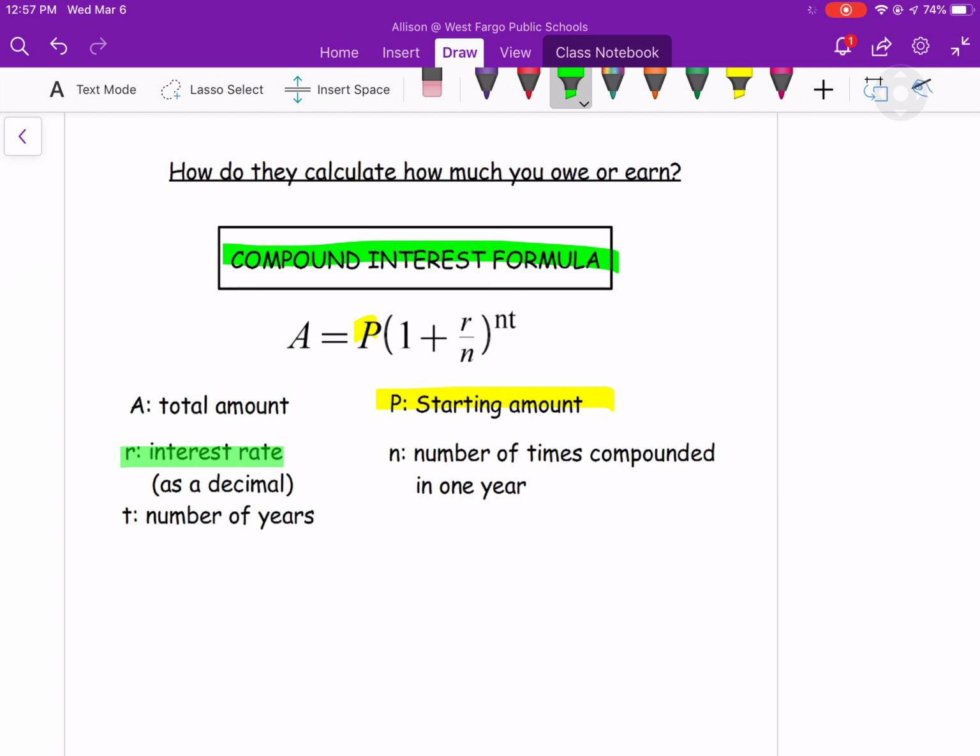R is the interest rate again. It needs to be a decimal, same as growth and decay models. N represents the number of times something is compounded in 1 year. So if it's compounded monthly, N equals 12. And then T is time in years again. So here's our equation. You'll need to know what the variables represent so you can plug into the right spots and then be able to calculate it correctly with the calculator.